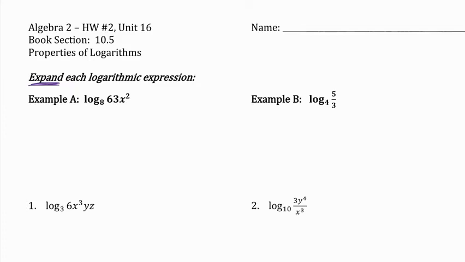Okay, so remember our rules here: if we're multiplying things, we can separate that into addition. If we are dividing things, we can separate those into subtraction. And if there is an exponent, we can always put that out in front and multiply.